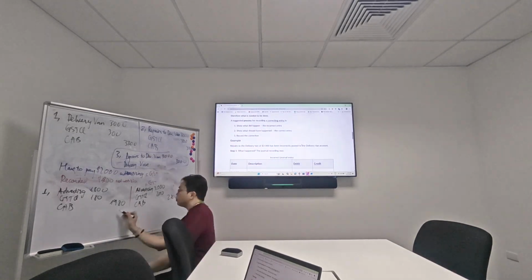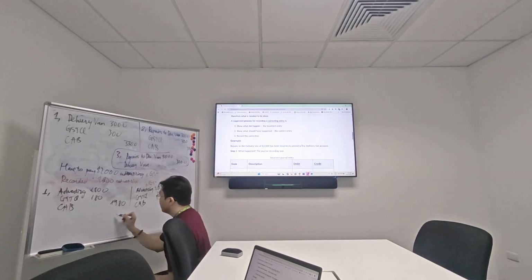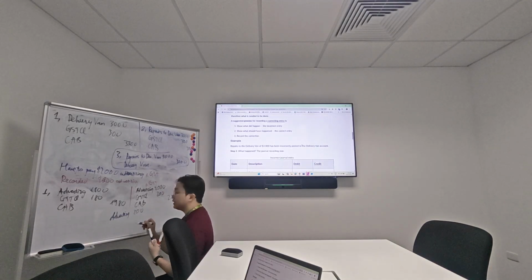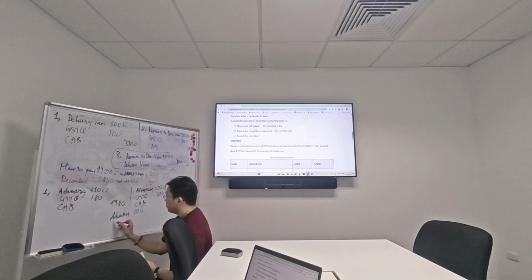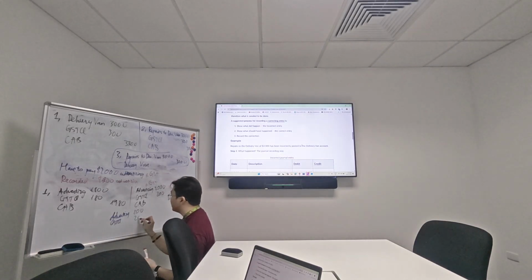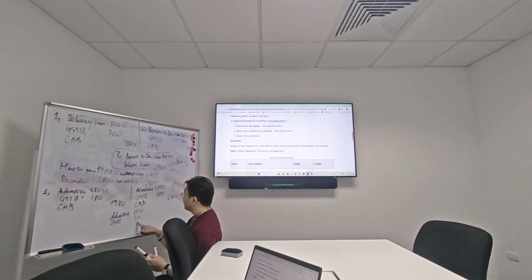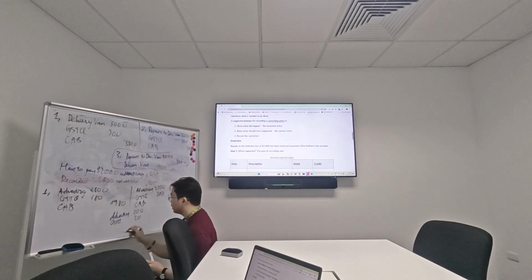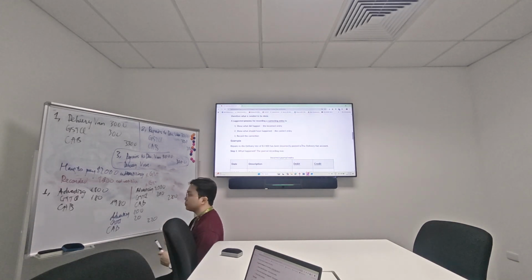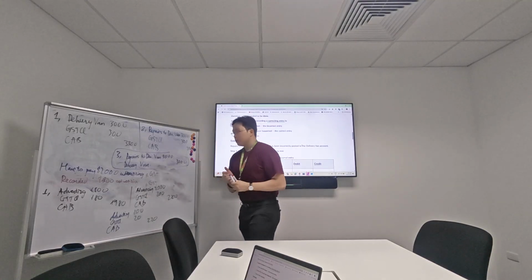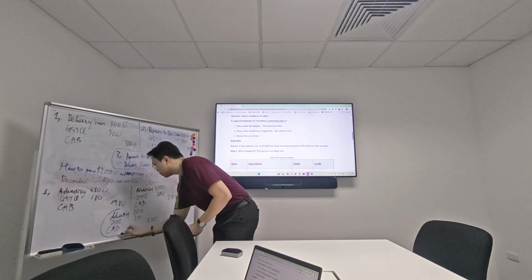Therefore, the correct entry should be advertising, because we are paying more. Therefore, $200 would be debit. And same thing, GST clearing on top of that would be 20. So 180 plus 20 here will be equal to 200. And therefore, cash at bank would be 220. Okay? So these are the correcting entries that we're looking for.